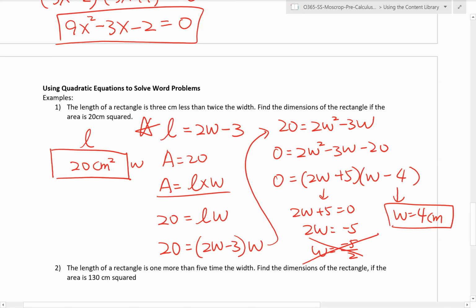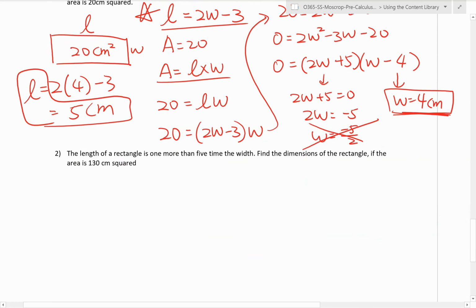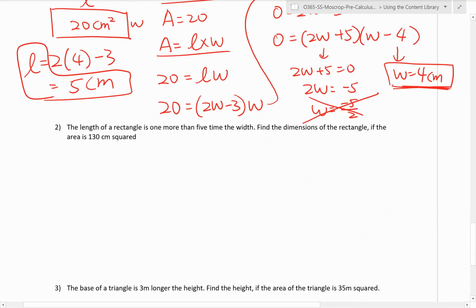Now we can find the length quite easily because we found width to be 4. There are two ways to do this. We have this equation right here. Once we know width is 4, we can say 2 times 4 minus 3 will give me the length, which is 8 minus 3, 5 centimeters. That's one way of doing this. Or you can think about the area. The area is 20. If the area is 20 and width is 4, the length is just going to be 20 divided by 4, so that's 5. I'll ask you to try number 2 yourself.